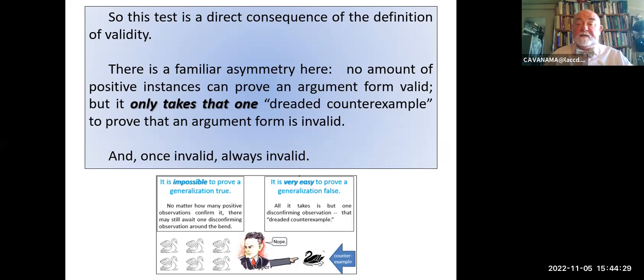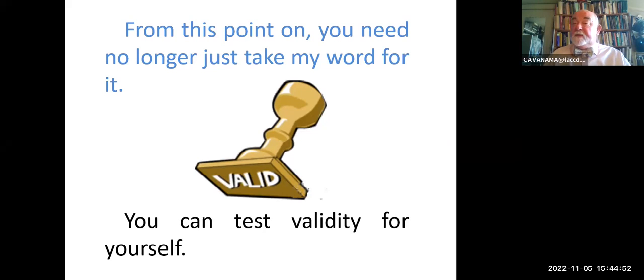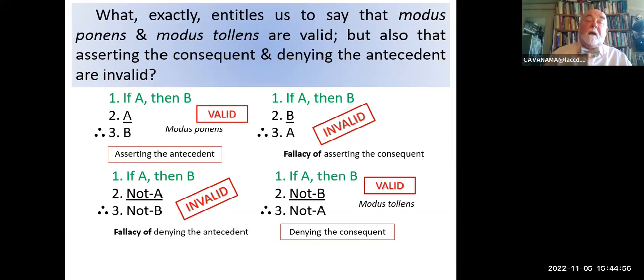you say, I recognize that bad boy. And once invalid, always invalid. So I'm not going to worry anymore about this argument. I know it's not going to take me anywhere I want to go. So from this point on, you no longer need to take just my word for it. Remember in the past, I've said, trust me, Barbara's a valid one, modus ponens is a valid one, I'll show you down the road. But now we're down the road. You can test validity for yourself. And we're going to work through that now.